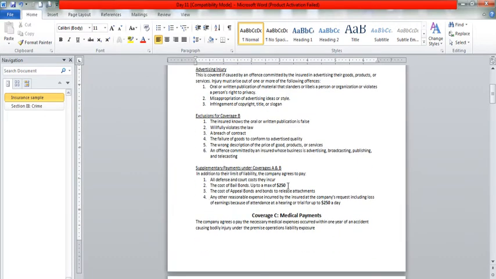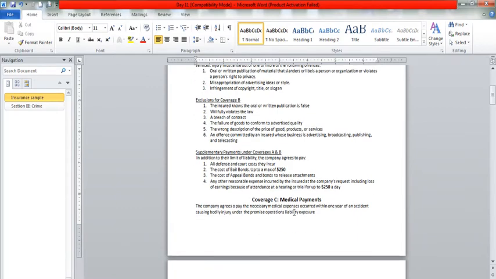Supplement payments under coverage A and B. Again, all defense costs that occur. The cost of bail bonds for up to $250. The cost of appeal bonds and bonds to release attachments. Any other reasonable expense incurred by the insured or the company.